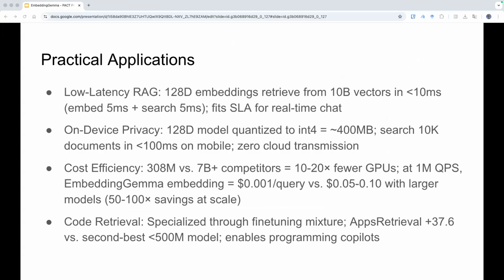Have you used Gemma? I haven't used Gemma. The Gemma model is not good, but I believe EmbeddingGemma might be better. I haven't used EmbeddingGemma.